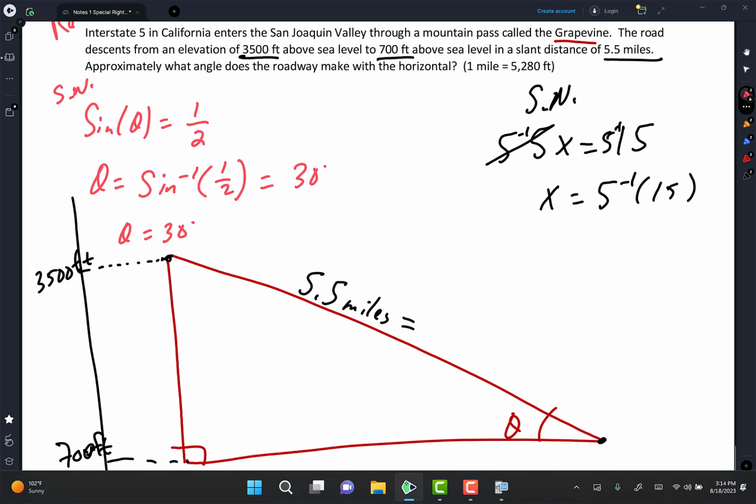I want this angle, because that's what they asked. What is the angle the roadway makes with the horizontal? So here's how I'm going to get it. I need to figure out this displacement in my vertical direction, my vertical distance. I was at 3,500 feet. Now I'm at 700 feet. What is the difference of that? So 2,800. Let me know, I make mistakes all the time. 2,800 feet. Does that make sense? All right. Before I continue, I need that 5.5 miles in feet.